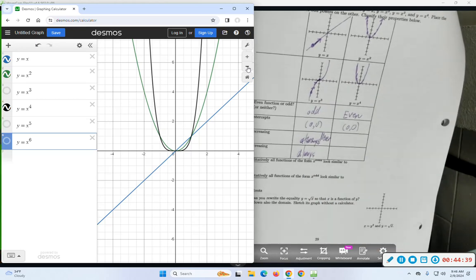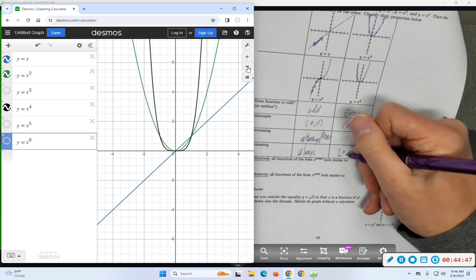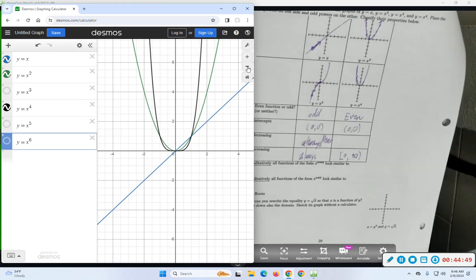What about the even power functions? Where are they increasing? When x is greater than 0. I'll be picky and I'll want to include that endpoint, but I'm not going to harp on that. Where is it decreasing? Before x equals 0?